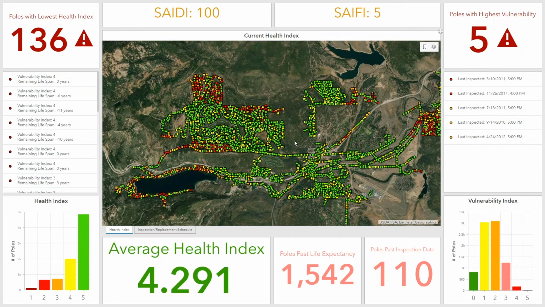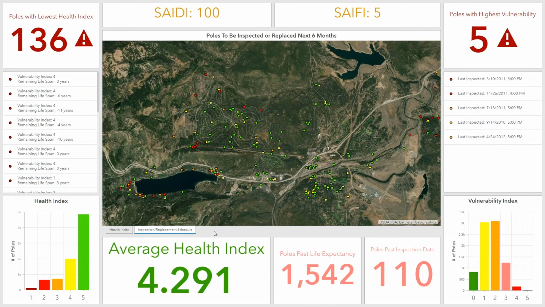The first thing I want to do is look at how we are currently going about our inspections or replacement schedules. If I turn that map on, we can see all the poles that will either be inspected or replaced in the next 6 months. And I notice a couple of things. One, there are no real spatial patterns; the poles are just scattered across our network. We do have a few small clusters, but there's no strategy around how we prioritize these poles spatially.